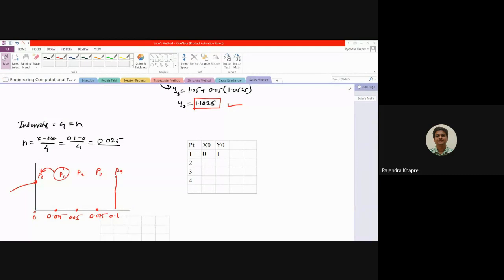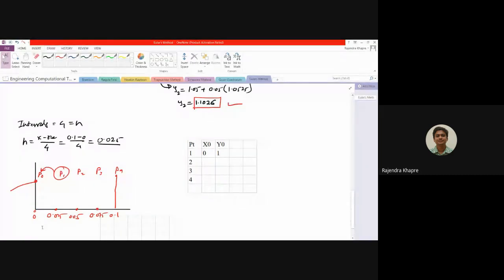Okay, so I was referring to the table now. Basically I want to know the value of y at x equals 0.1. So I want to calculate the coordinates of p1, p2, p3, and p4, and our answer lies at p4 because this is the last value.